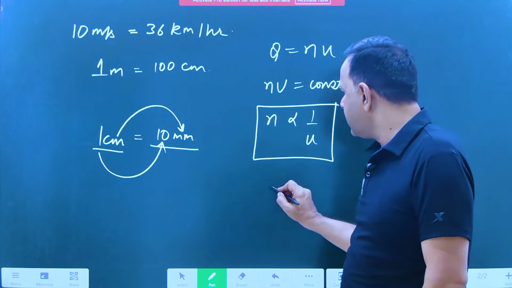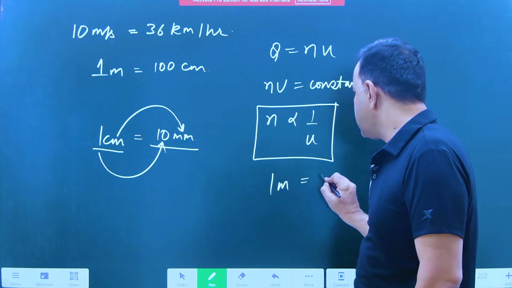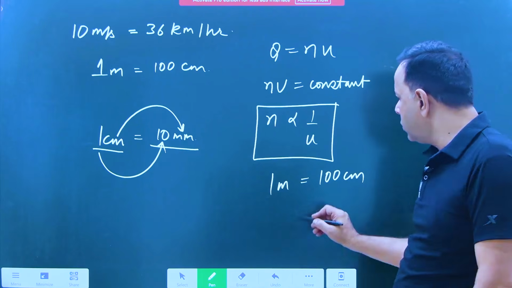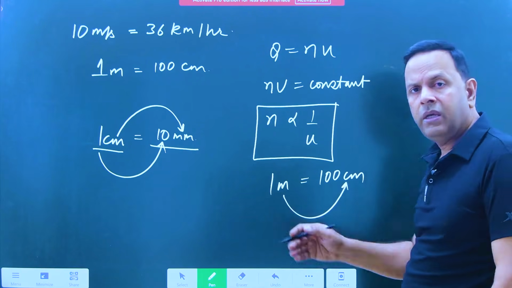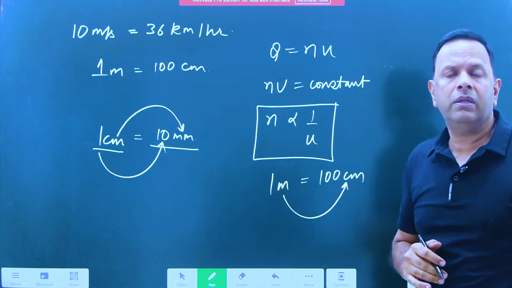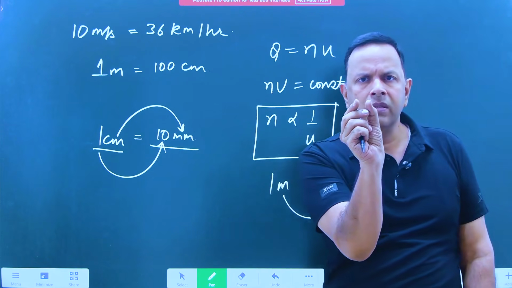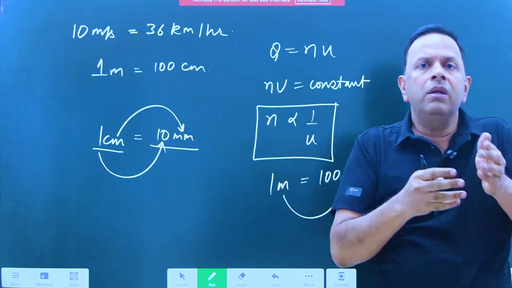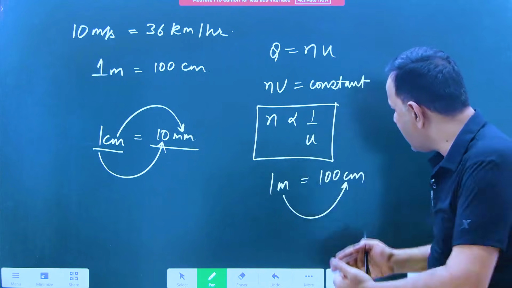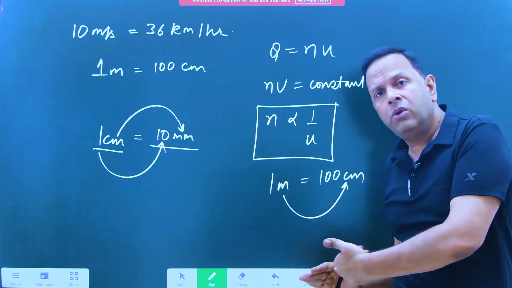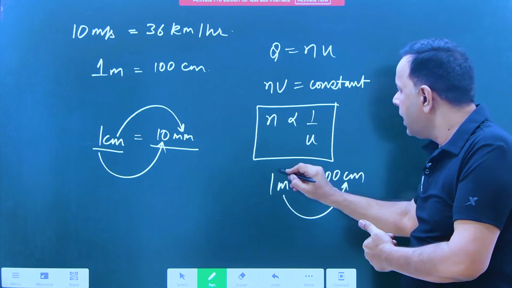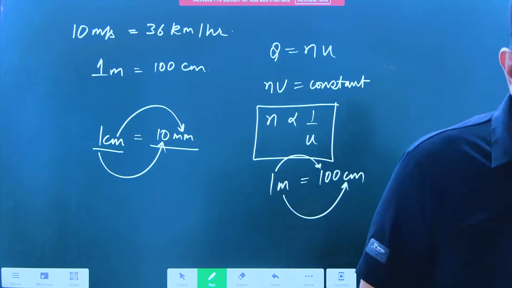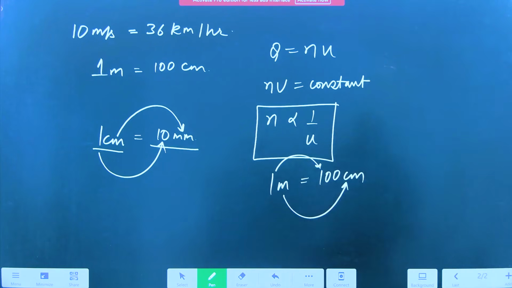So if you look at this, 1 meter is equal to 100 centimeter. Now we know that a centimeter is 100 times smaller than the meter. 1 centimeter is this much, 1 meter is this much, right? So centimeter is 100 times smaller. So when I convert 1 meter to 100 centimeter, you can see the unit got smaller, but the number got bigger, right? So if n increases, u decreases, what is q?